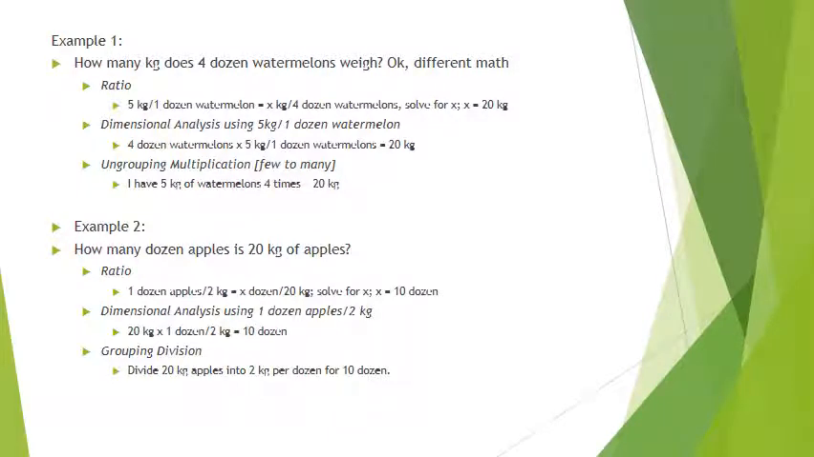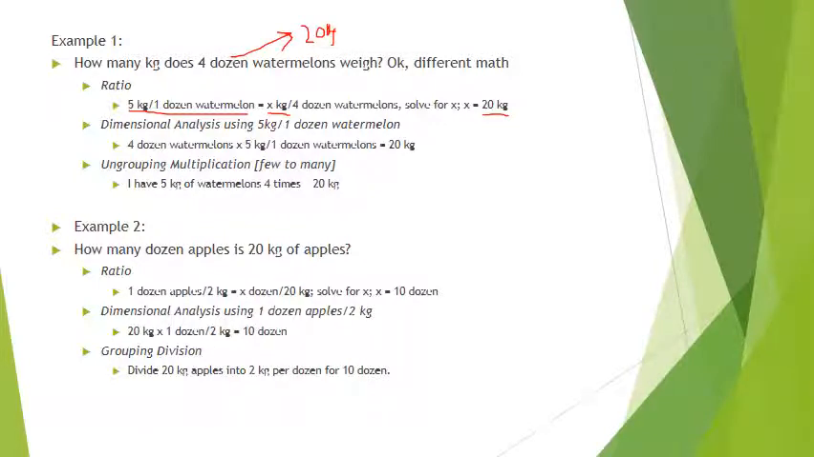All right, so let's do some problems. Example 1: how many kilograms does 4 dozen watermelon weigh? Okay, I'm going to use different math. I'm going to do the ratio method first. I know that 1 dozen watermelon from my previous slide weighs 5 kilograms. So I have a ratio of 5 kilograms per 1 dozen, and that's going to equal X kilograms over 4 dozen. I simply solve for X and I get 20 kilograms. Okay, so 4 dozen watermelon weigh 20 kilograms.